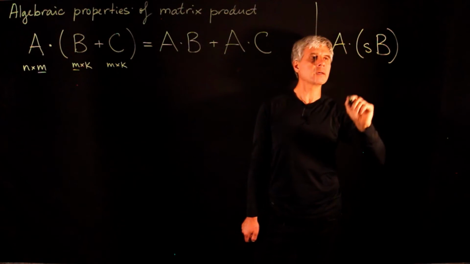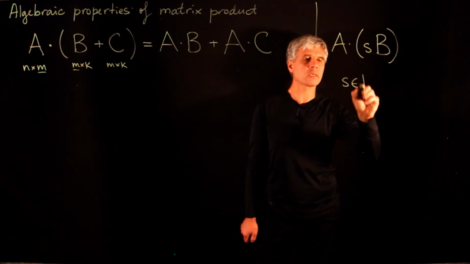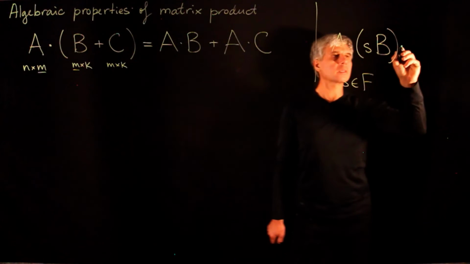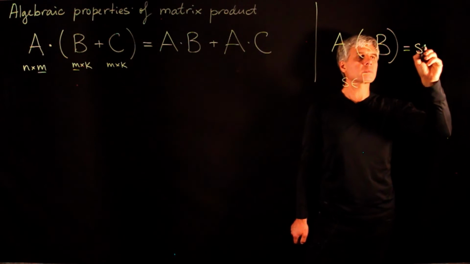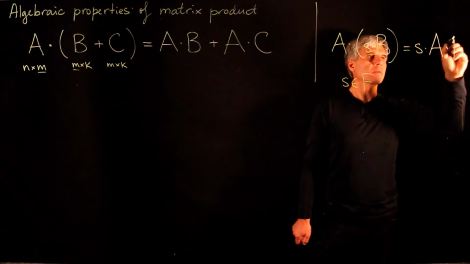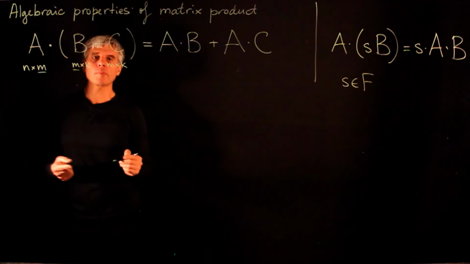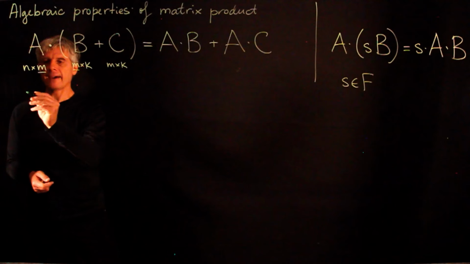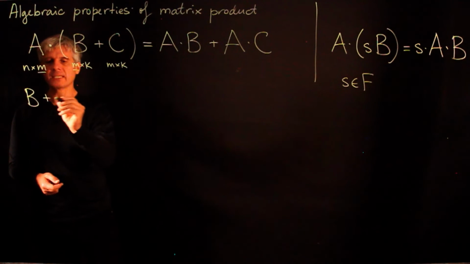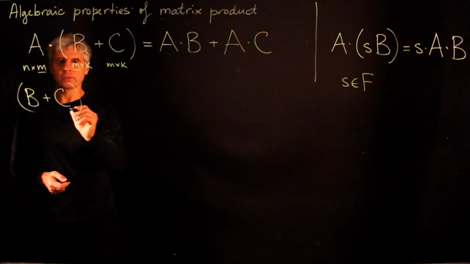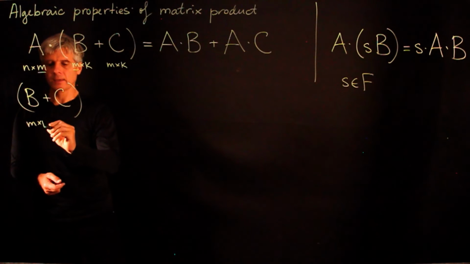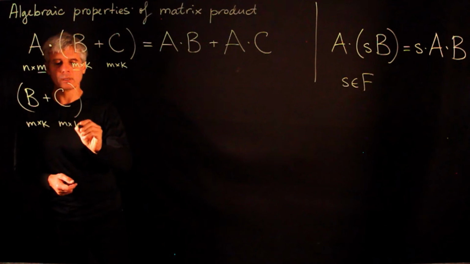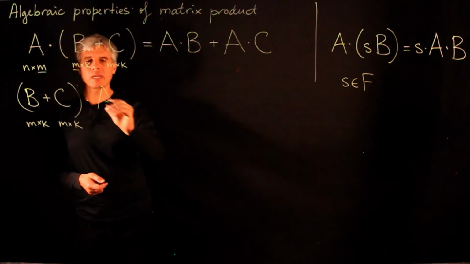So likewise, we have the property that if we multiply matrix A with the multiple of a matrix B, so here S is an element of the field, then this is the same as S times the product of A times B. So the same properties can be applied to the first factor. So if we have matrices B plus C, so now these are m by k each. And we multiply it by matrix A.